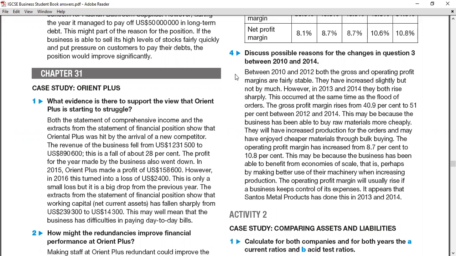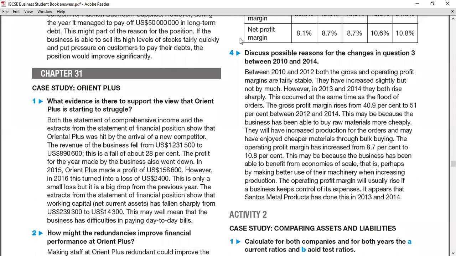This may be because the business has been able to buy raw materials more cheaply. They will have increased production for the orders and may have enjoyed cheaper materials through bulk buying. The operating profit margin has increased from 8.7% to 10.8%. This may be because the business has been able to benefit from economies of scale, that is, perhaps by making better use of their machinery when increasing production.